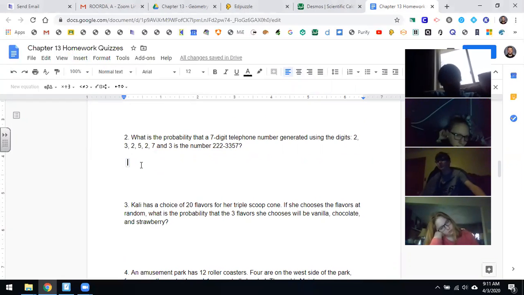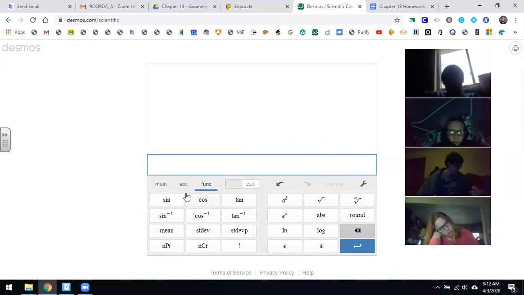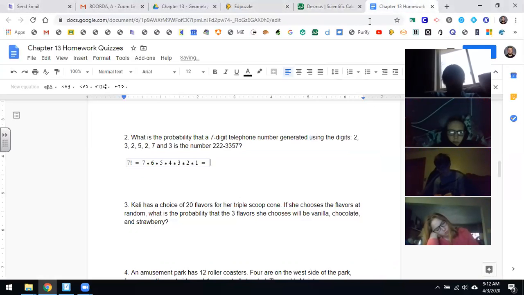Okay, so what we do is we take the total number of digits, which obviously is 7 in a phone number. And so we say 7, and then this exclamation point is called factorial. And what that represents is 7 times 6 times 5 times 4 times 3 times 2 times 1. So it's a big number, right? And so actually, what is that? Well, if you go to your calculator, you can type that in. 7 factorial is 5,040. Okay, so the top of my fraction is 5,040.